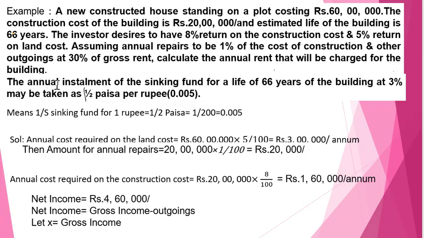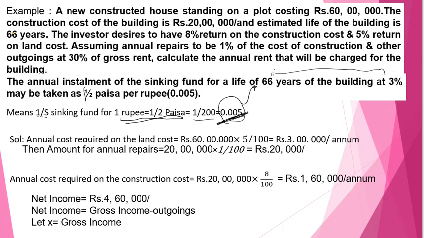The annual installment of sinking fund for a life of 66 years of the building at 3% may be taken as half paisa per rupee. Sinking fund, you know, is 1 upon S. For 1 rupee it is half paisa, meaning 1 upon 200. So for 66 years at 3%, you need not calculate the sinking fund coefficient. It is already given, which at 3% for 66 years is 0.005.